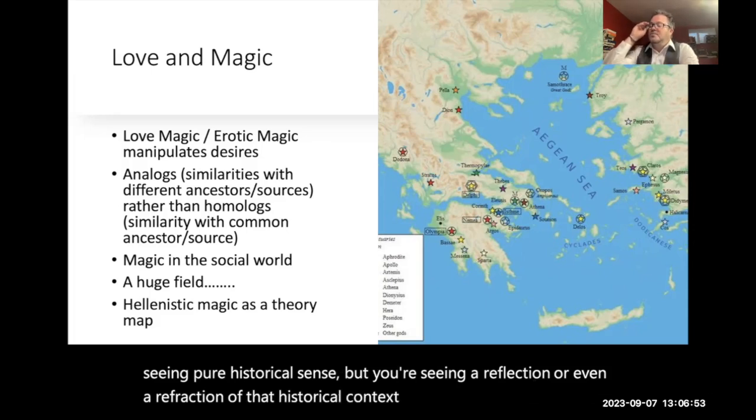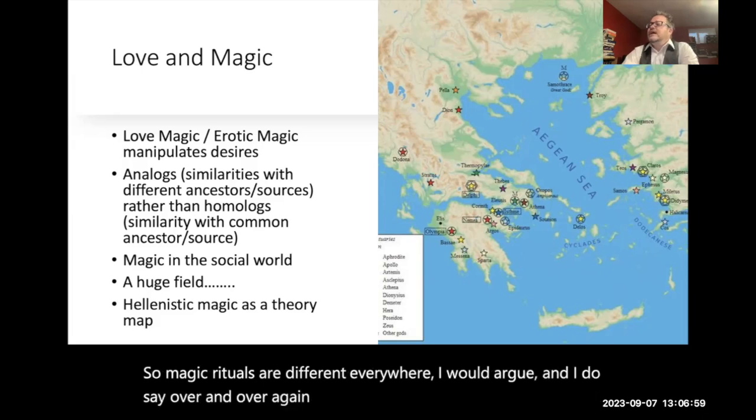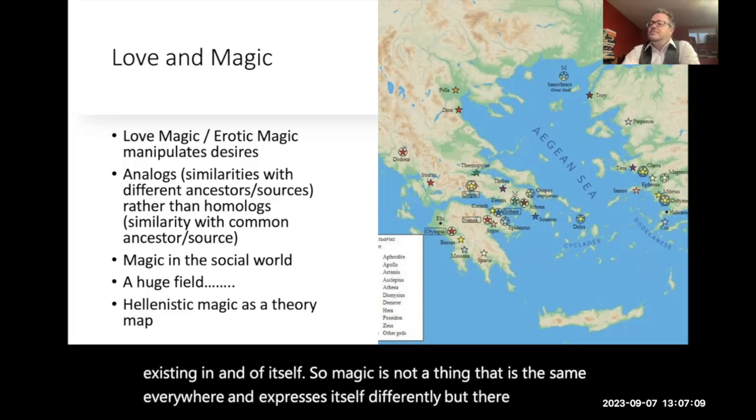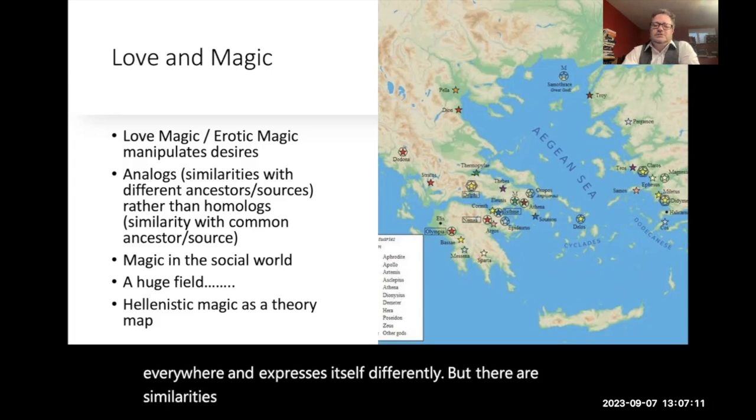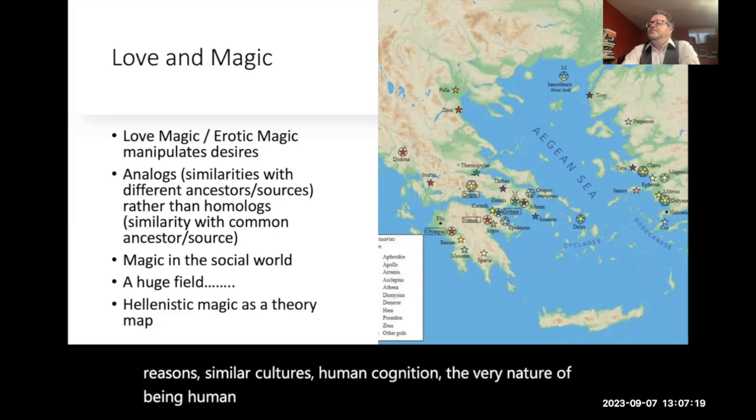So magic rituals are different everywhere. I would argue, and I do say over and over again, magic is not sui generis. It is not existing in and of itself. So magic is not a thing that is the same everywhere and expresses itself differently. But there are similarities between traditions of magic worldwide for various reasons. Similar cultures, human cognition, the very nature of being human are some of them.